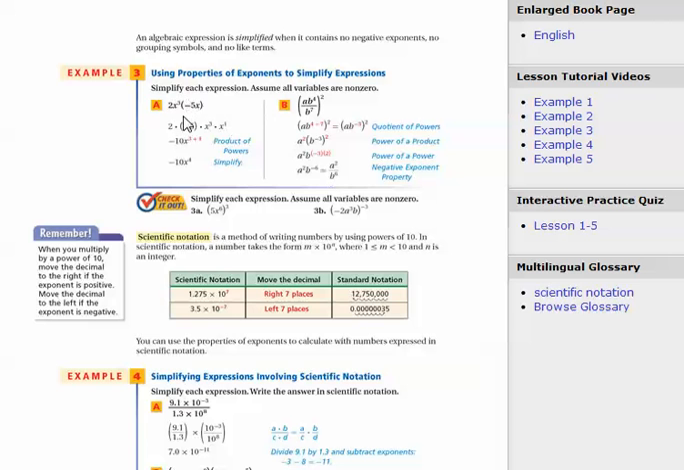Write things out step by step so that you can see exactly where you're going and what you're doing. Okay, if you have questions with that, make sure you let me know.